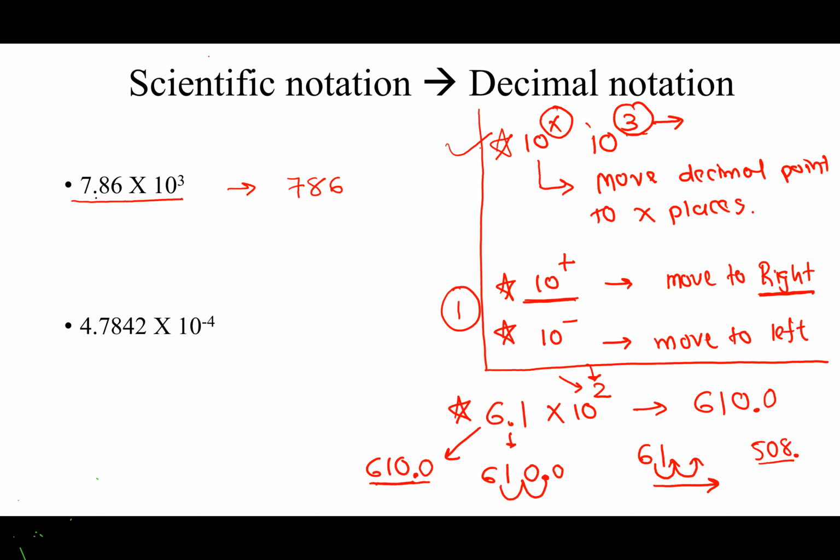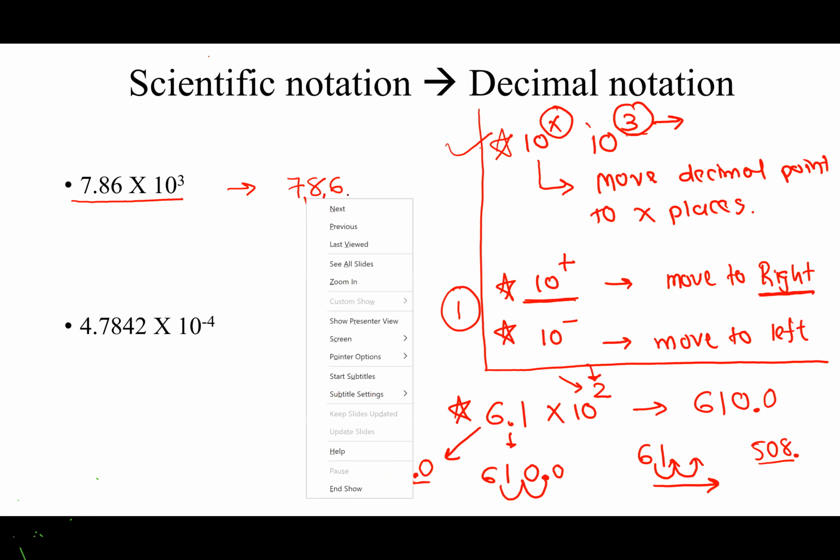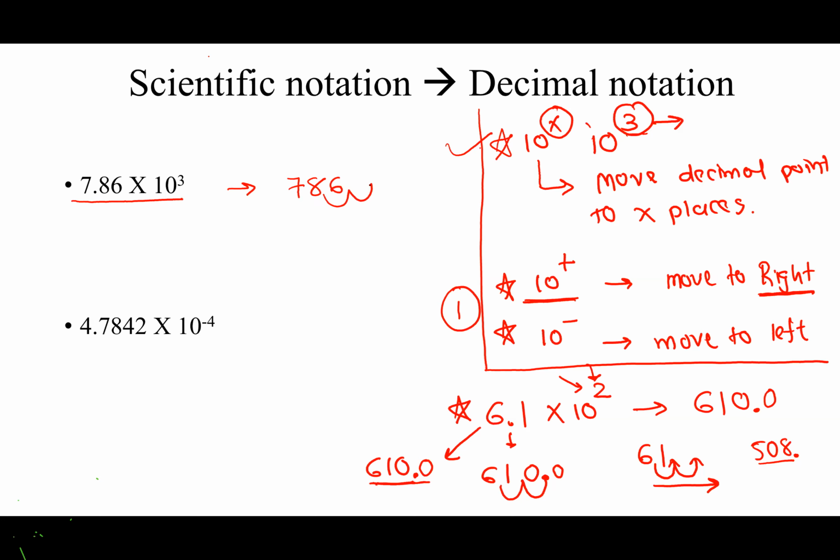And because we are moving our decimal place to the right, we're going to count 1, 2, and 3. If there is nothing there, you're going to write 0, and we're going to put the decimal point here. So you can say 7860. This is also a right answer. You can also say 7860 point. This is also a right answer. Or you can say 7860.0.